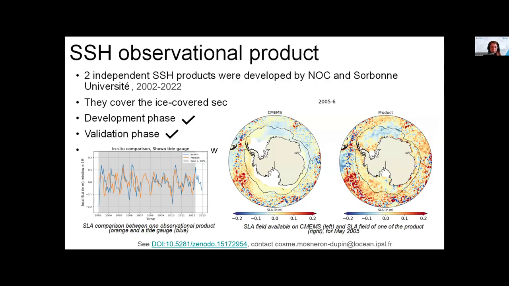And the next example product that is also available is a Circum-Antarctic sea surface height product from satellites aggregating a bunch of satellite products, and it's from using two different methods from two different groups at the National Oceanography Center and at the Sorbonne University. And the particularity of this product is that it covers ice covered regions, extracting sea surface height from regions with open leads between the sea ice. So these products have been validated, and there's a time series on the bottom left here comparing the two products in one region, and they compare relatively well, and so they also are available.